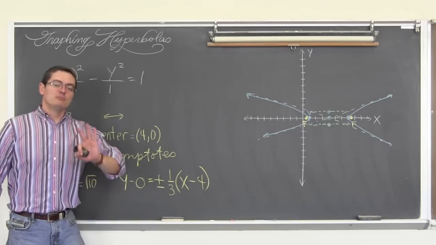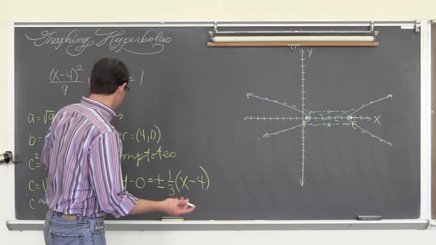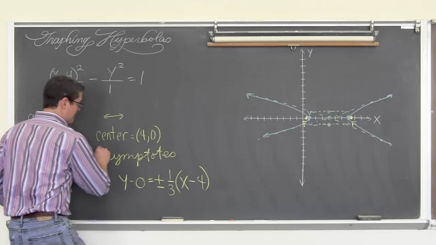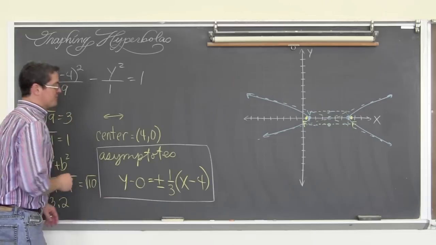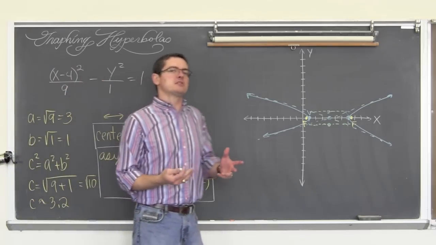Whoa! Before we go on to the next example, I never listed off all the information that I said you would need to do. Now we have the asymptotes, we have the equation for those, we have the center, but we never listed off the vertices and the foci.